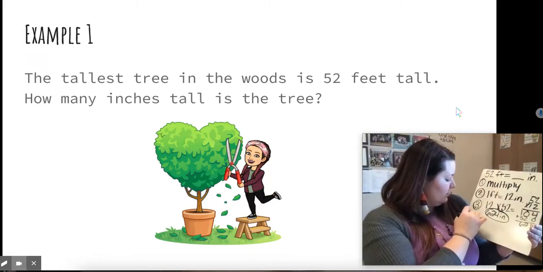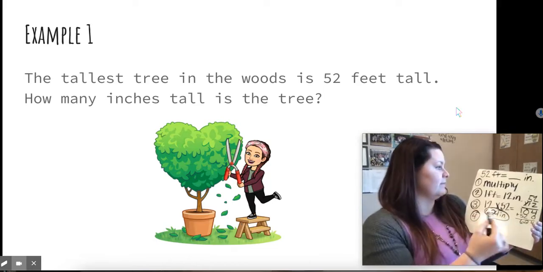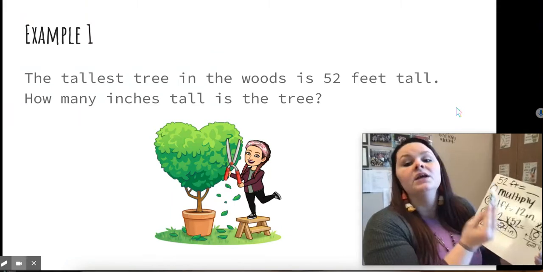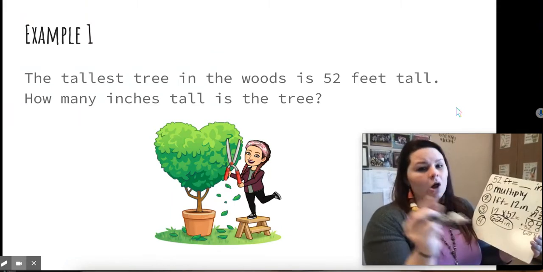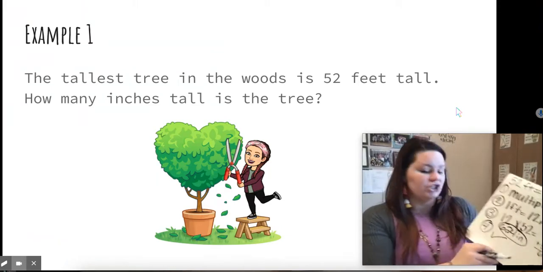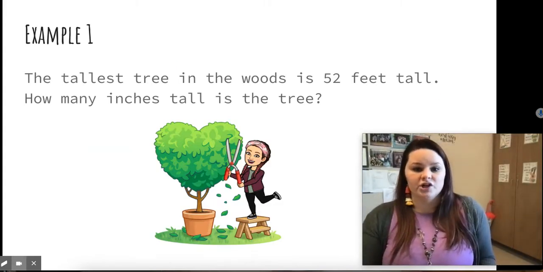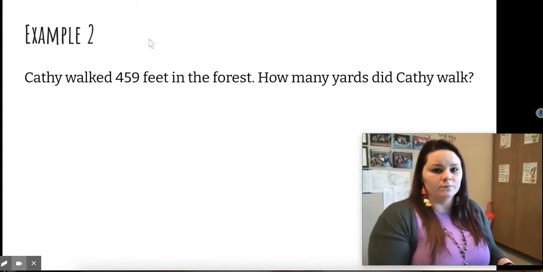And then lastly, we ask ourselves, does that make sense? Does it make sense that there would be more inches than feet if they are equivalent? It does, because inches are much smaller than feet. So it does check out. So we follow those 4 steps to complete our conversion. Let's look at another example.